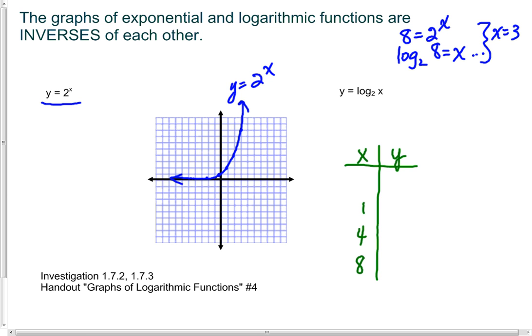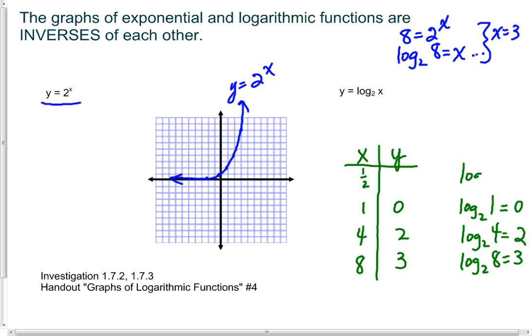And in a minute, I'm going to put a half. So if y equals log base 2 of these numbers: log base 2 of 1 equals, in other words, 2 to the what is 1? My answer would be 0. Log base 2 of 4 equals what? Well, 2 squared is 4. For this one, log base 2 of 8 is 3.